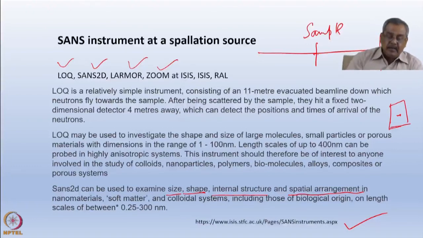Those are the internal structures and the spatial arrangement in nanomaterials and soft matter. And all the things I discussed so far are soft matter. Soft matter means they are viscoelastic. They have very small shear stress to shear their shapes, and they can be bent easily. That's the definition of a soft material. As I told you, the study of them is very important today for science as well as for applications.